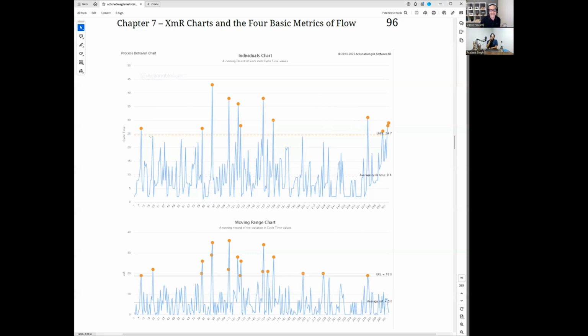So this top dashed line here is what's known as an upper natural process limit. It's also known as the 3 sigma limit, as we've talked about in the previous video. And so Prateek, let me hand it over to you. Why is it important to know what the upper natural process limit of our data is?